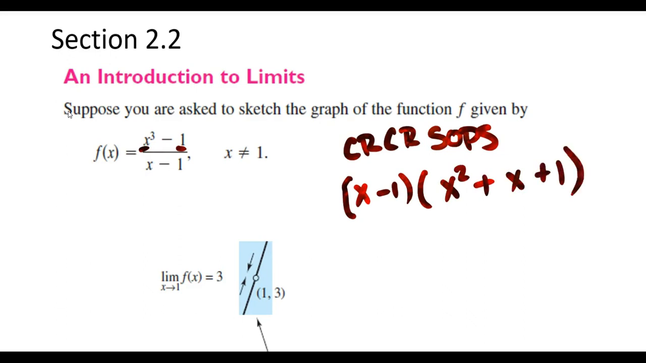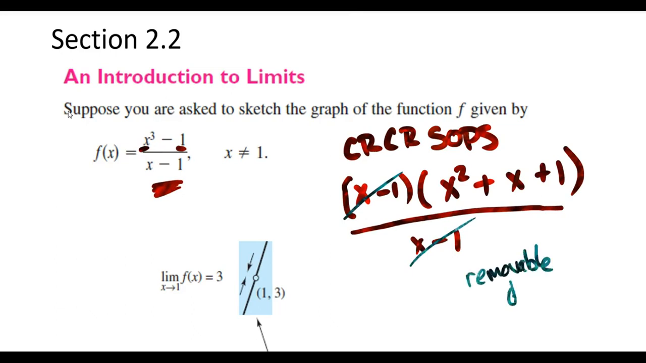And make sure we did that right by distributing this out. So x times x squared is x cubed. That's good. X times x is x squared. X times 1 is x. Negative x squared, so that cancels. X minus x, that's good. And negative 1, cool. So we factored that correctly, remembered things, which is good. And then we have x minus 1 in our denominator here. And look, this is lovely. Look at that. These cancel out, so we can have a removable discontinuity.